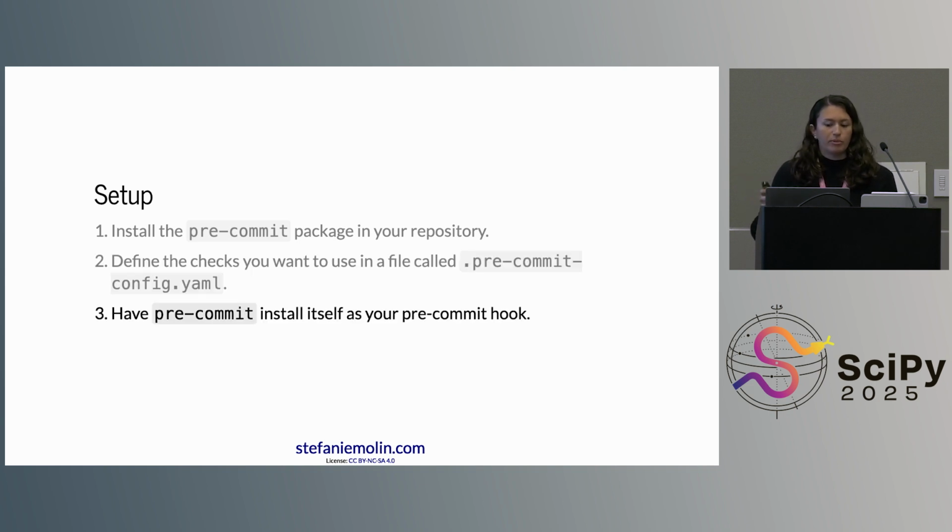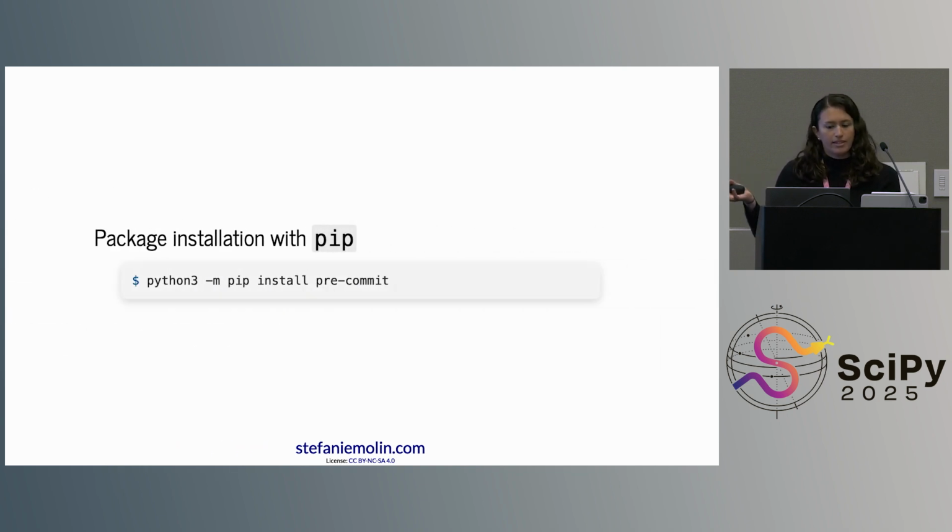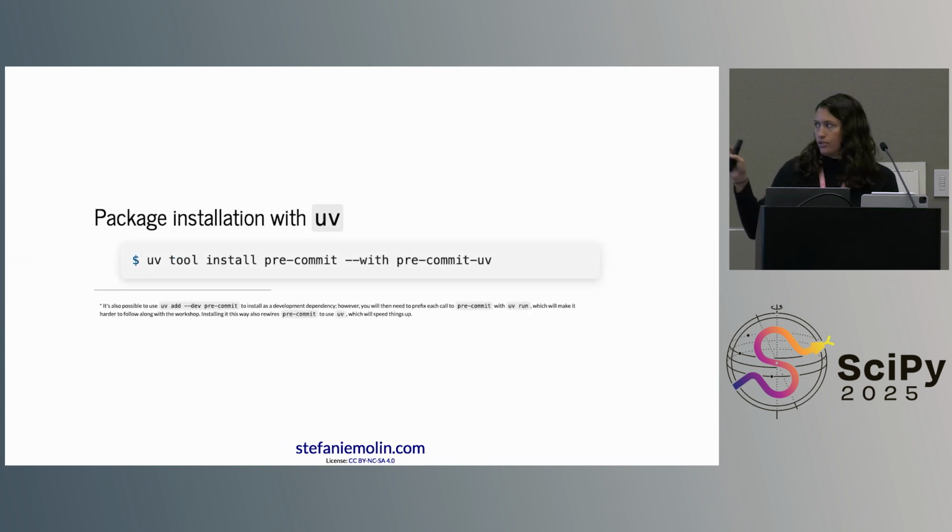And then you would have pre-commit install itself as your pre-commit hook, which is what we were talking about with the Git hooks part. And then you would just work on your code as usual. At that point, you never have to think about the Git hooks side ever again. It just automatically happens for you. So to actually install the package, if you're using pip, you would do something like this. In your virtual environment, you would pip install pre-commit. If you're using UV, you can do something like this and install it as a tool. And there's also this extra bit here where there's another package that wires pre-commit to use UV, so it's a little faster instead of under the hood using pip.